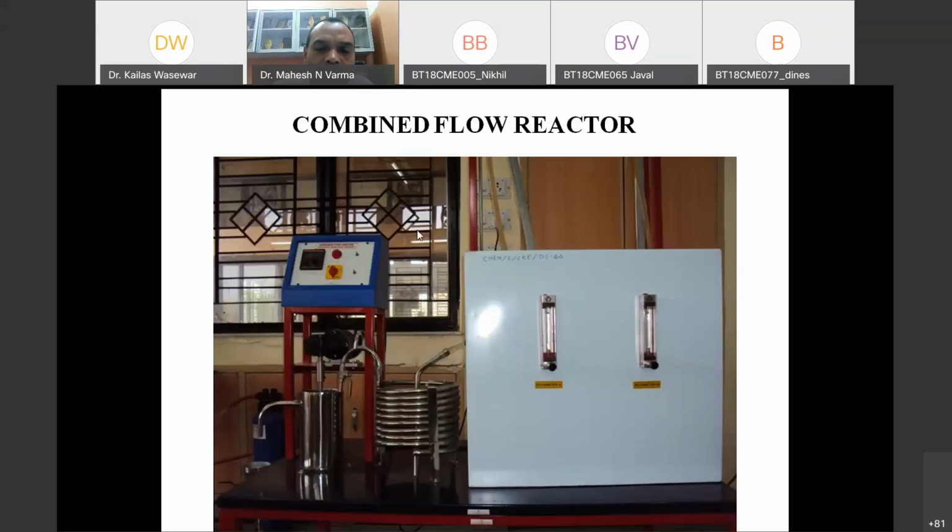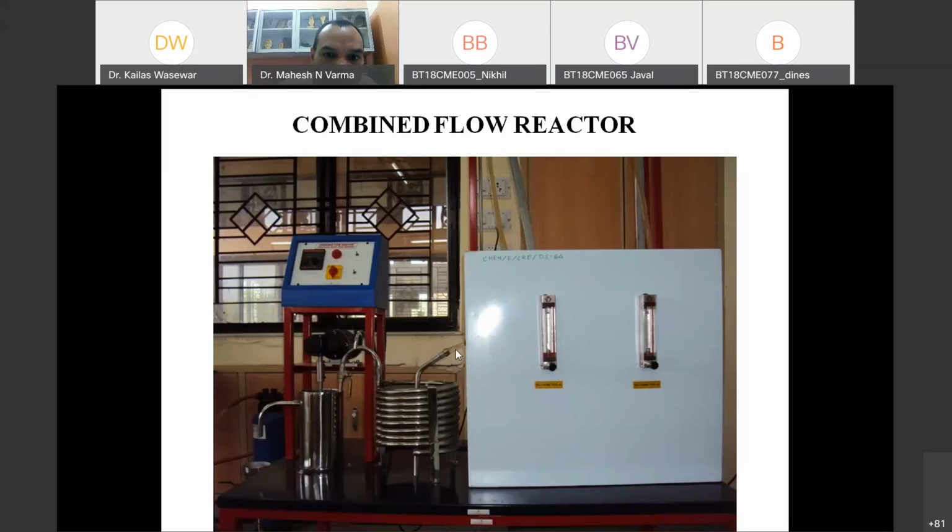So this is the combined flow reactor. It will look like this. We have rotameter A and rotameter B, so we can control the flow rate of fluid, say NaOH solution. This is the NaOH solution, and this is the flow rate of ethyl acetate solution. We can control the flow rate using this.